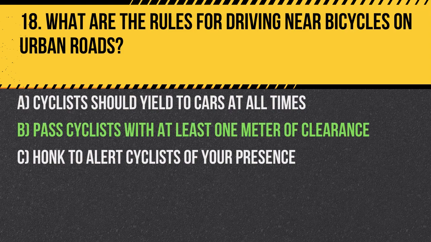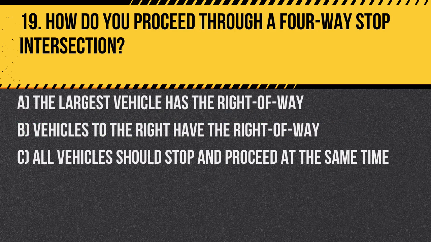Answer B. Pass cyclists with at least 1 meter of clearance. Giving cyclists sufficient space ensures safety for all road users. Question 19. How do you proceed through a four-way stop intersection?